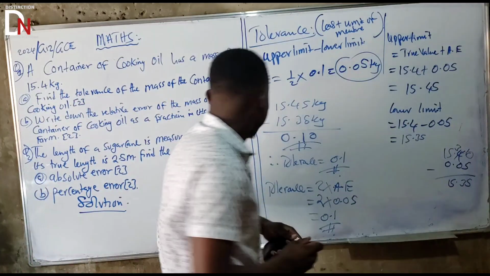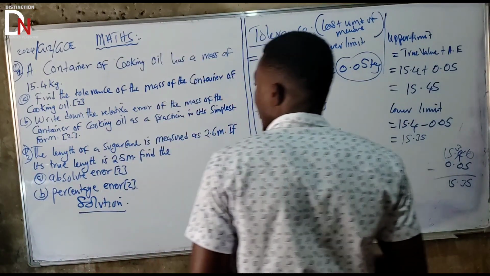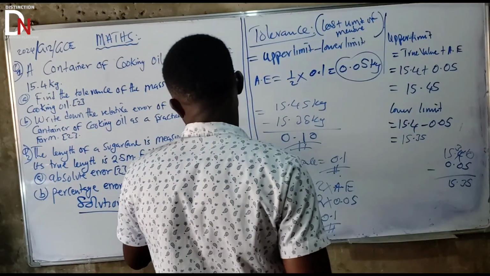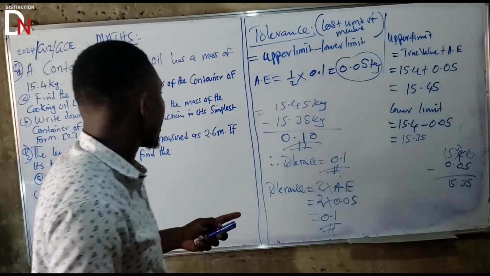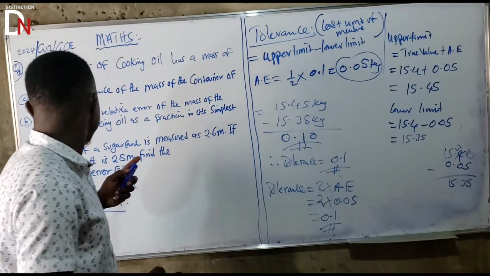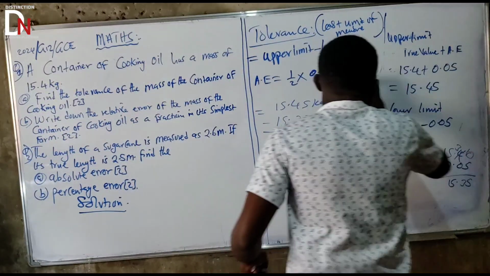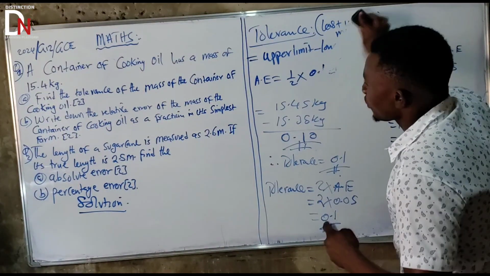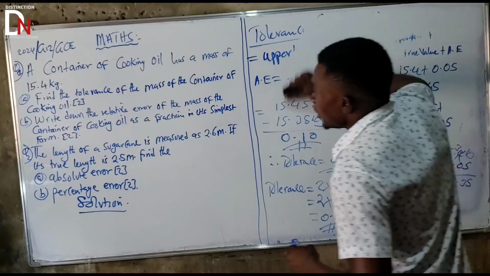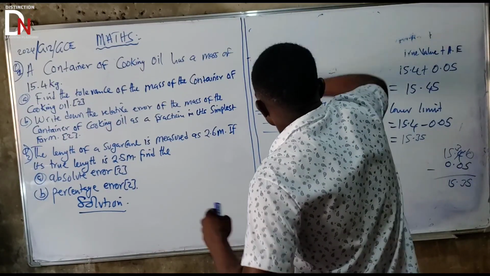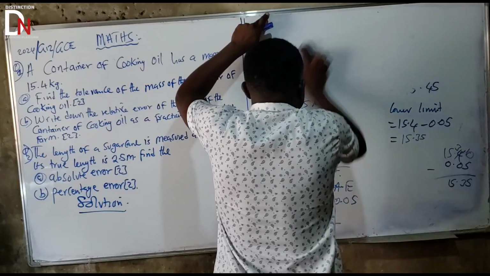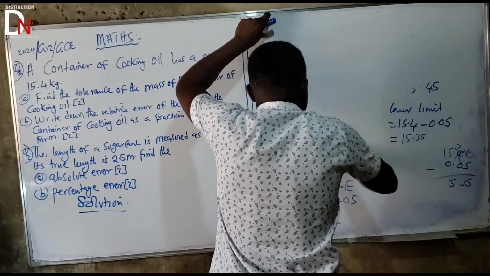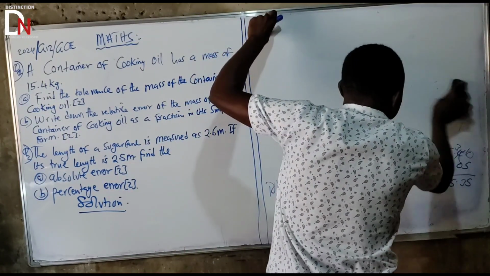Now let us solve B. Write down the relative error of the mass of the container of cooking oil as a fraction in its simplest form. So we have to find the relative error.